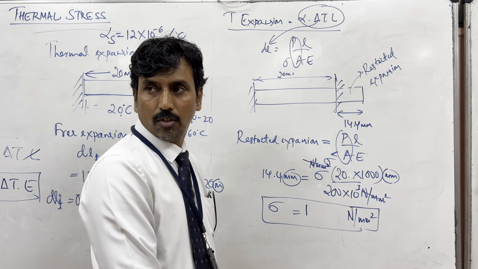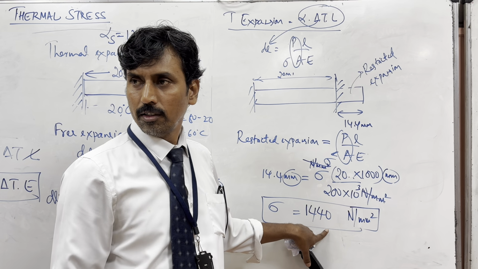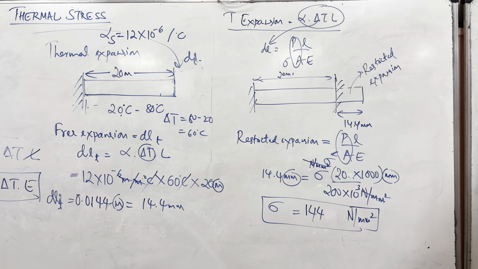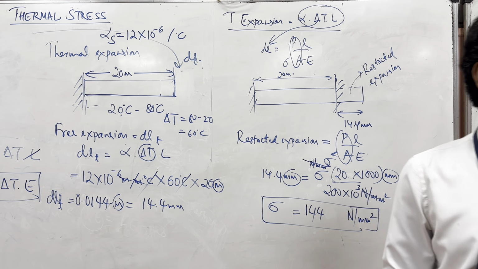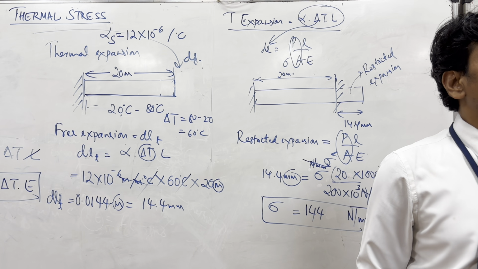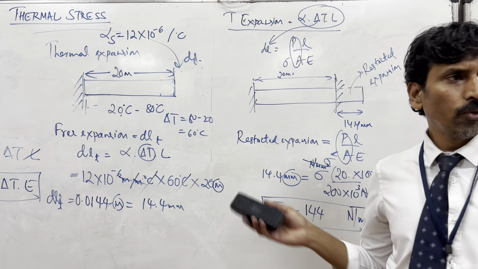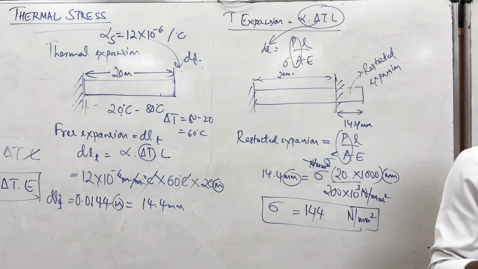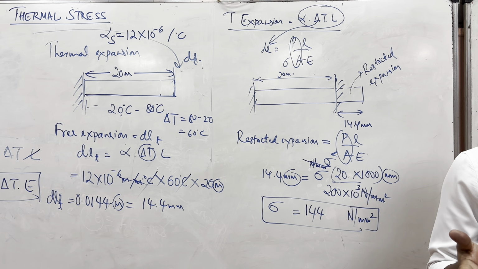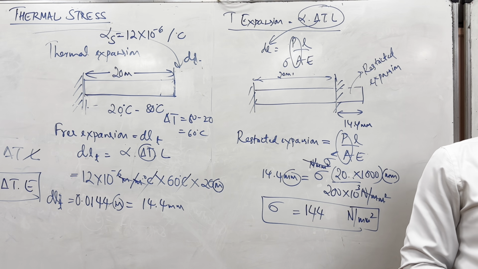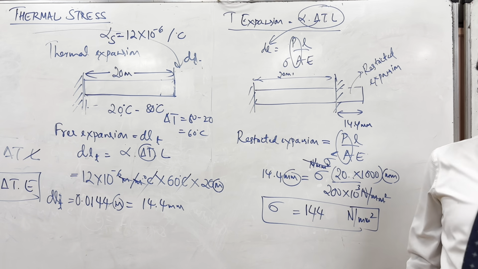Guys, anybody is getting this answer? 1440. 144 only. Guys, now I should actually use the calculator myself and find out the answer. Anybody is getting? Yes, 144. Guys, I am recording this video. It looks odd. 144. Guys, 144 Newton per mm square.